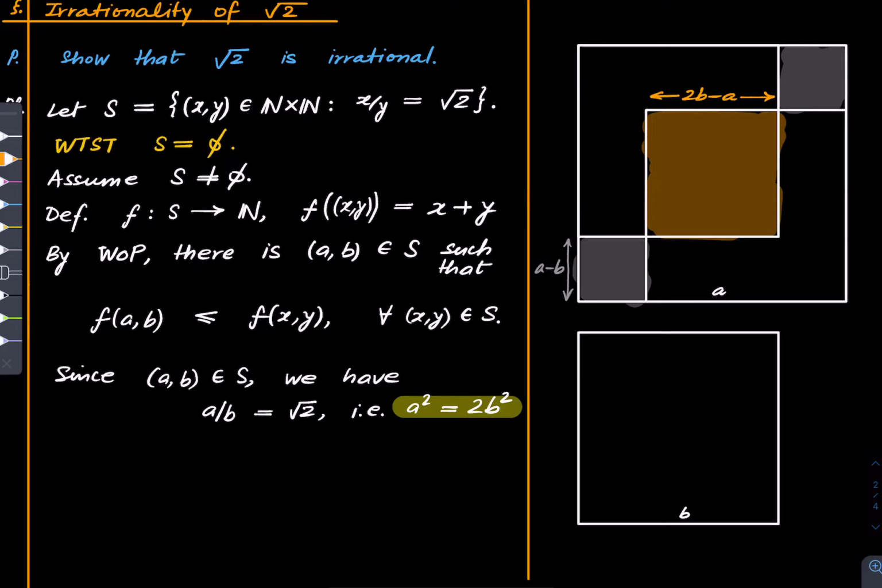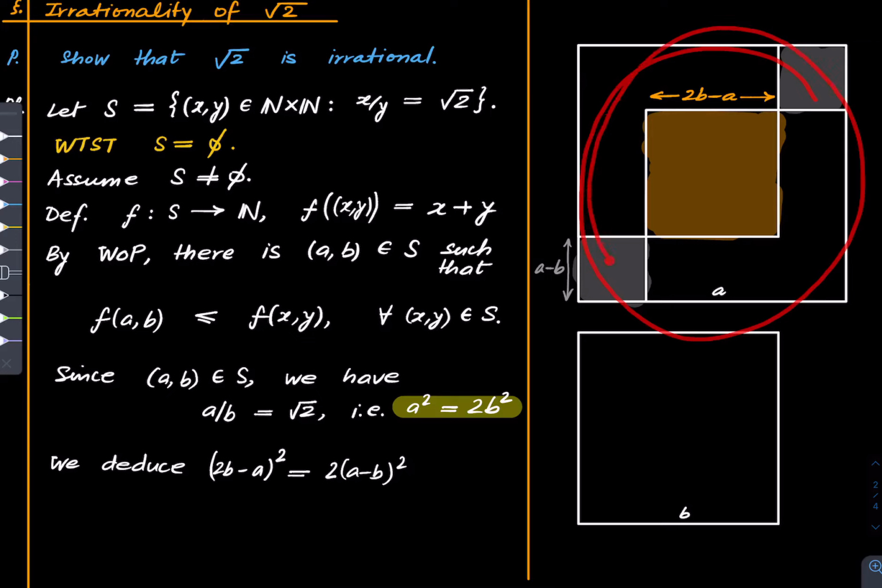Okay. So therefore from this picture we deduce that (A minus B) whole squared, twice, because that is the total gray area, is equal to the orange area, and the orange area is (2B minus A) whole squared. Right, that is from this geometric argument.